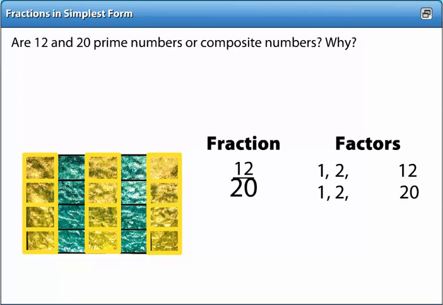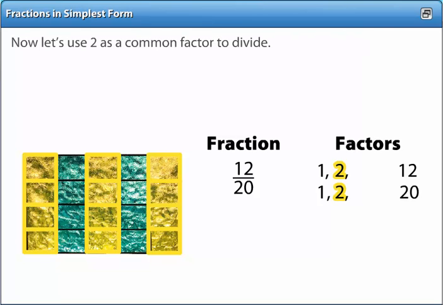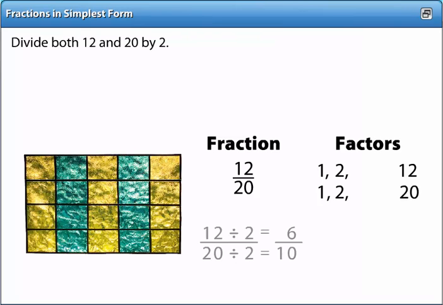Are 12 and 20 prime numbers or composite numbers? Why? 12 and 20 are composite numbers because 2 is a factor of both. Now let's use 2 as a common factor to divide. Divide both 12 and 20 by 2.